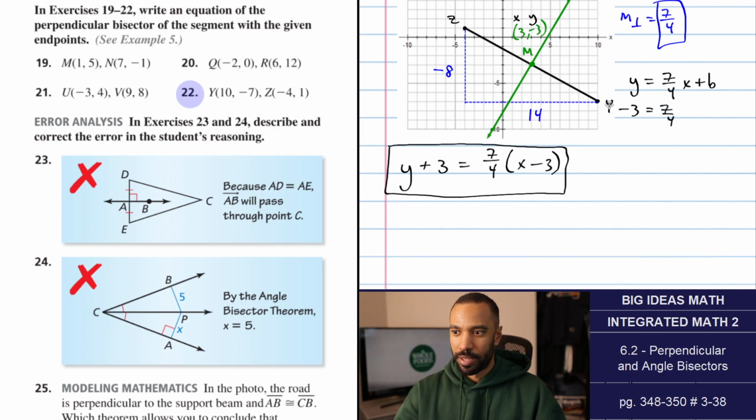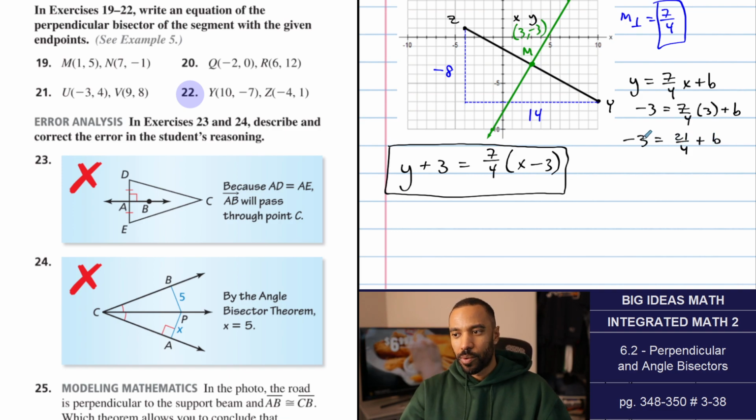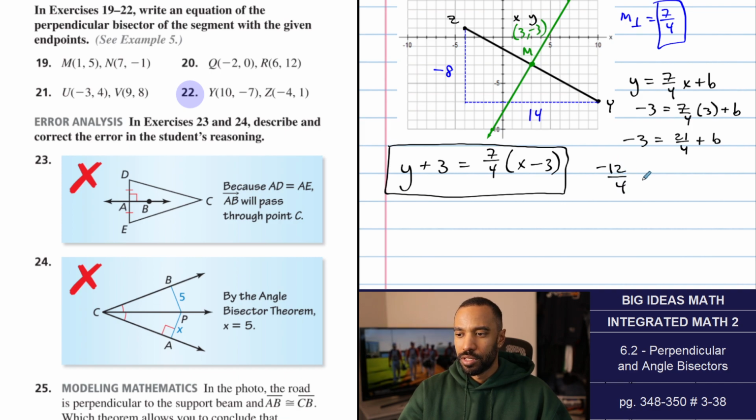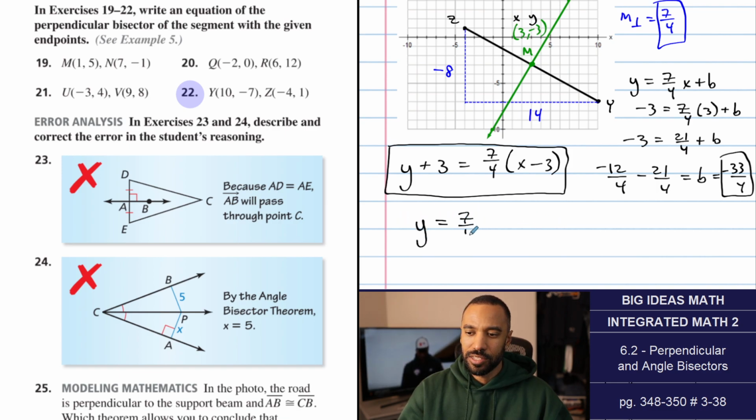Oh, I don't want that y right there to confuse you. Let's just move these over. Substitute 3 for x and negative 3 for y. And we get 21/4 plus b over there. I just subtract 21/4 over with negative 3. Negative 3 is also negative 12/4. So negative 12/4 minus 21/4 is going to give you negative 33/4. And that's the b value. So your equation here could be y equals 7/4 x minus 33/4.